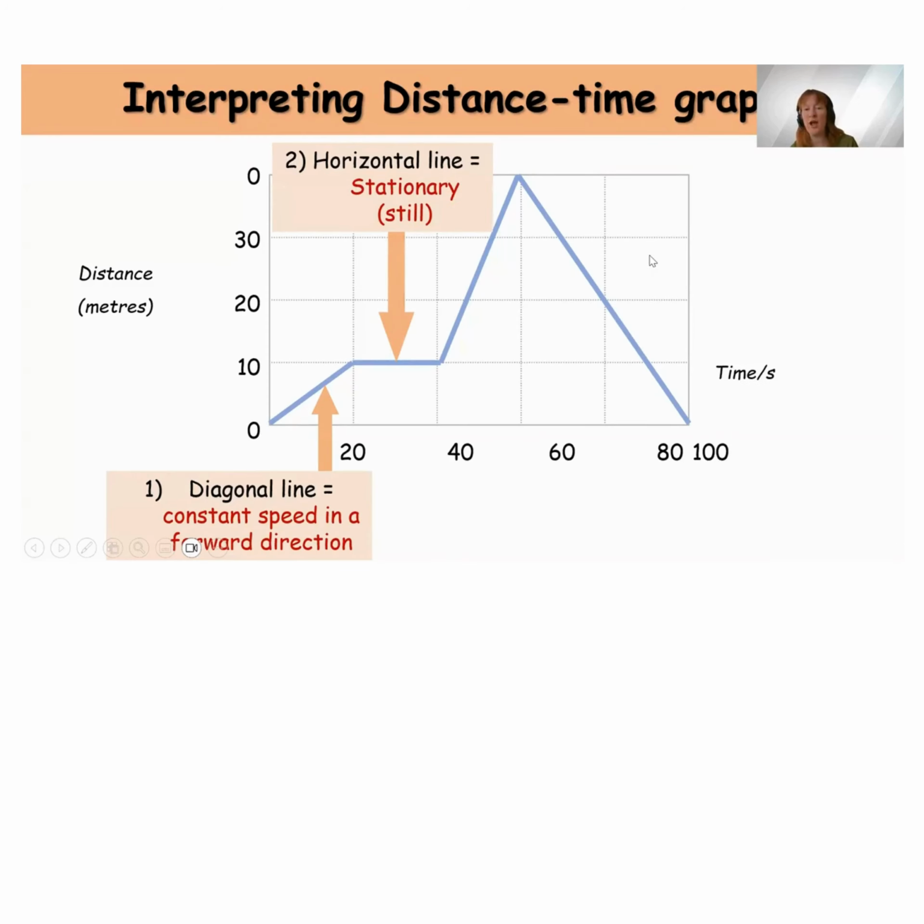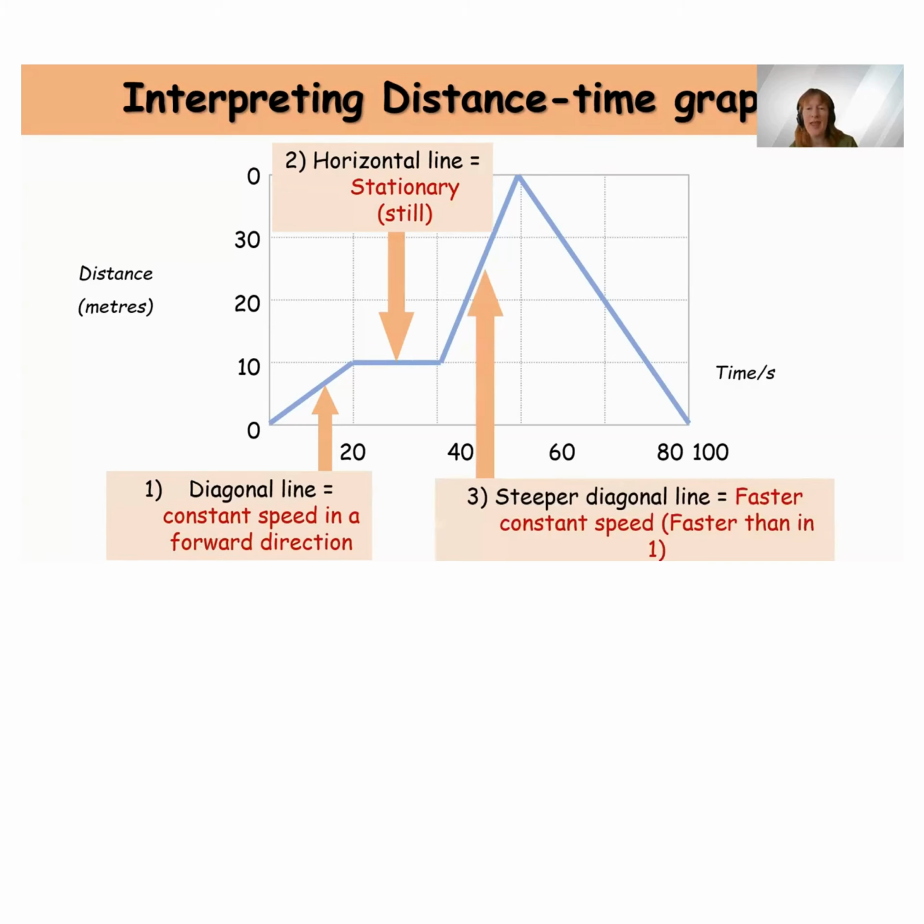If you come across a horizontal line, it means the object is still or stationary. If you have a steeper diagonal line, you're moving faster at a constant speed. Can anyone guess what number 4 is, the downwards line? What's happening then? You could be moving from a distance of 40 to, well, going back to 0.